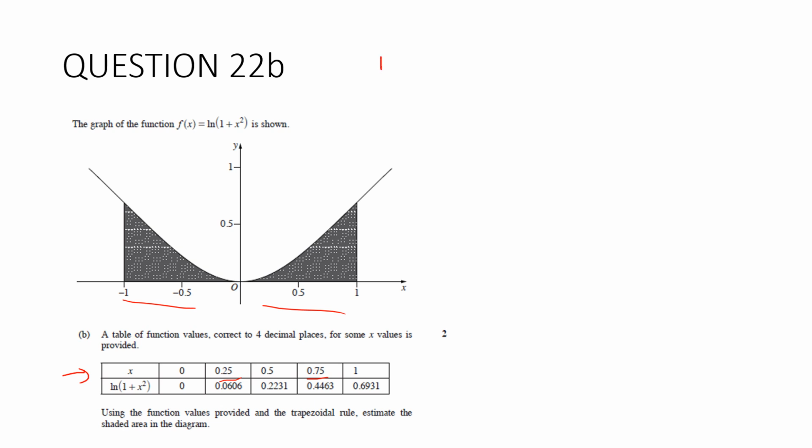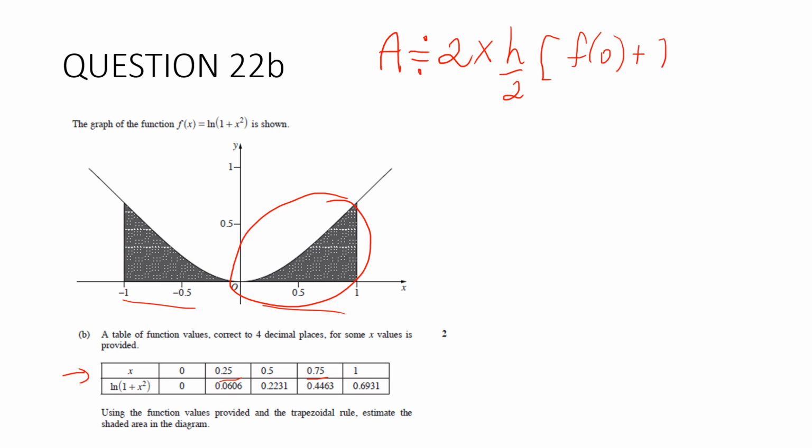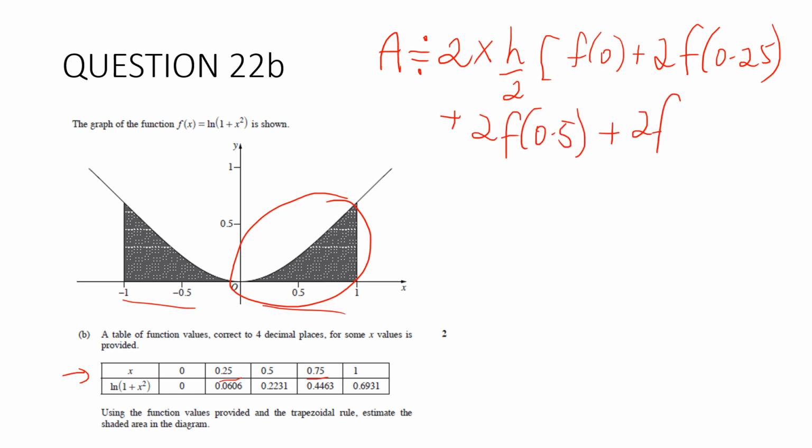Our area, therefore, is going to be approximately equal to 2 lots of this area. Okay, now using the trapezoidal rule, it's going to be h on 2, we'll work out h in a second, f of 0 plus 2 lots of f of 0.25 plus 2 lots of f of 0.5 plus 2 lots of f of 0.75 plus f of 1.